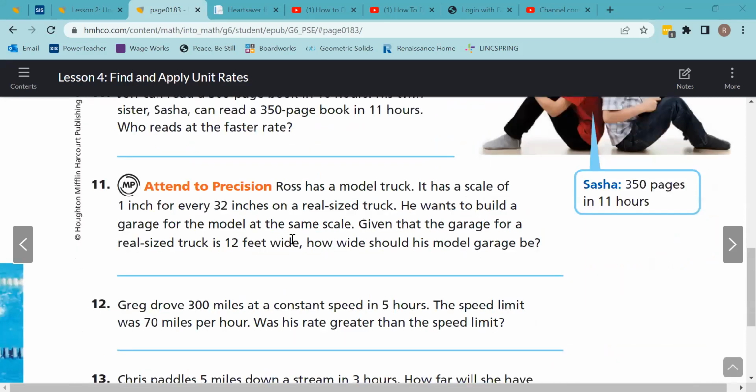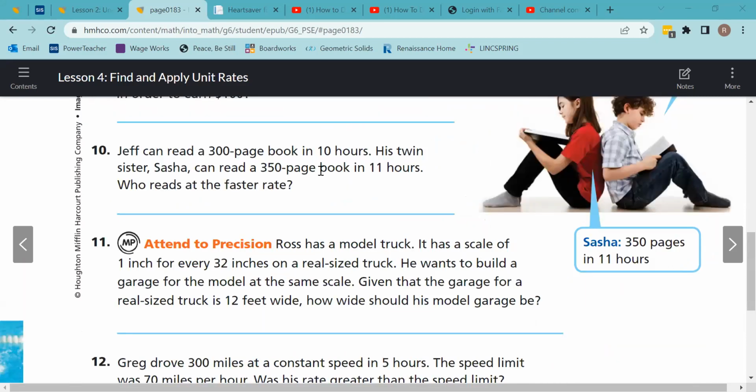Number 10, Jeff can read a 300-page book in 10 hours. His twin sister, Sasha, can read a 350-page book in 11 hours. Who reads at a faster rate? Okay, so again, we're going to show our work here. Jeff, he's reading 300 pages in 10 hours. So divide by 10 to get down to 1 hour. Dividing by 10, we just chop off that 0 essentially, shift the decimal forward, and he reads 30 pages in 1 hour, or 30 pages per hour.